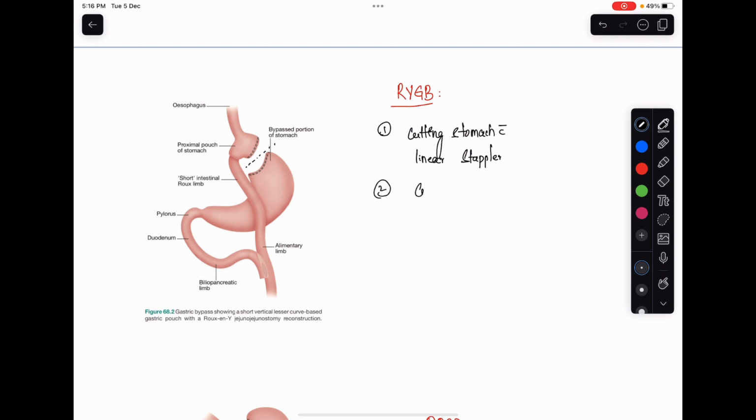and we are cutting the jejunum, and we are doing gastrojejunostomy and jejunojejunostomy. So after cutting the jejunum, the distal segment or the roux limb is anastomosed to the proximal gastric pouch. So this is the roux limb, and this is the biliopancreatic limb or Y limb.